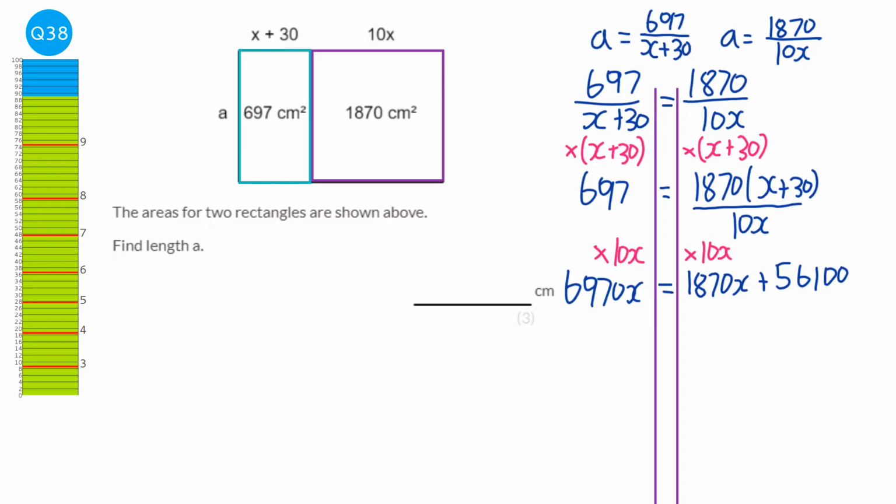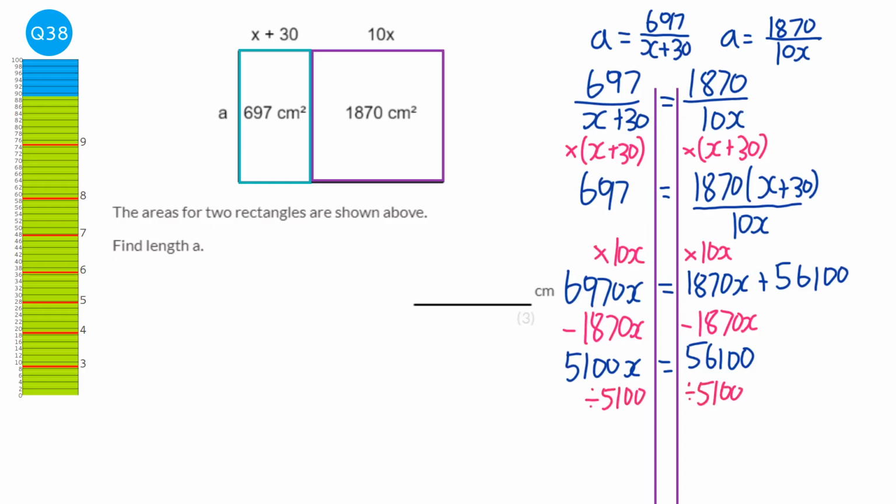So we look and see which one is the smaller amount of x, which is the 1870. And we're going to take that away from both sides. So take away 1870x from both sides. And that will leave 5100x on the left hand side. And then obviously we've got the 56,100 on the right hand side. And we want to get rid of the 5,100, so we're just going to divide both sides by 5,100. And so we've got x equals 11.